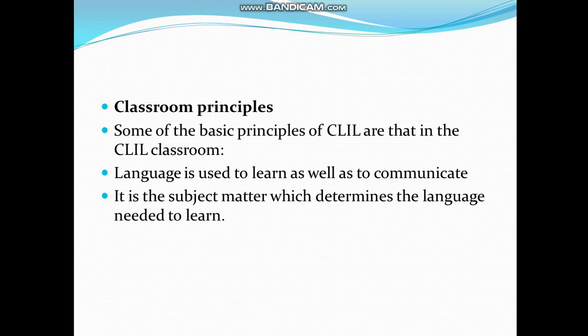Classroom principles. Some of the basic principles of CLIL are that in the CLIL classroom, language is used to learn as well as to communicate. It is the subject matter which determines the language needed to learn.